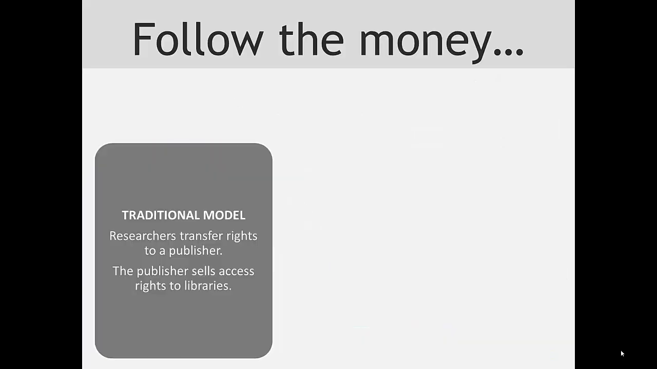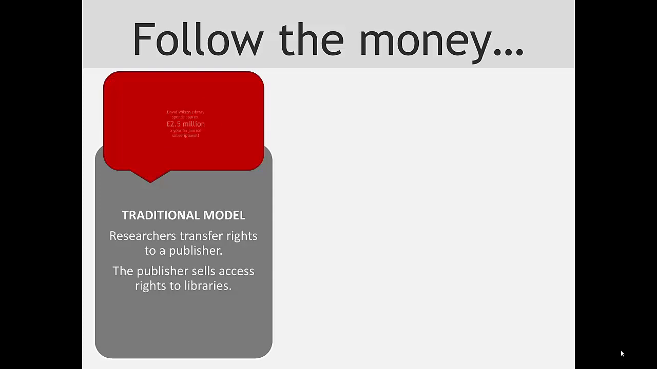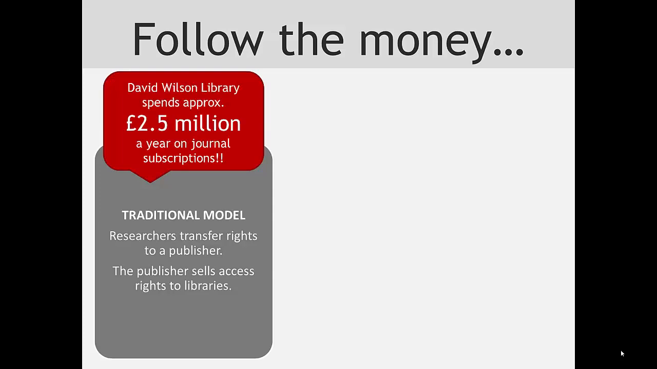The traditional model of academic publishing is that researchers submit articles to journal publishers. If an article is accepted, the journal then owns the rights to that article and controls who can see it. Usually people can read the articles if they pay for a personal subscription to the journal, or their academic library pays for a subscription. For example, the David Wilson Library spends approximately £2.5 million a year on journal subscriptions, so that our researchers and students can access journal articles.